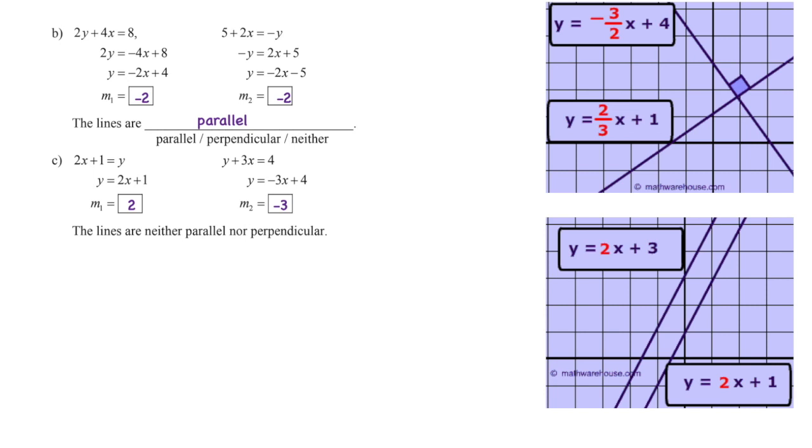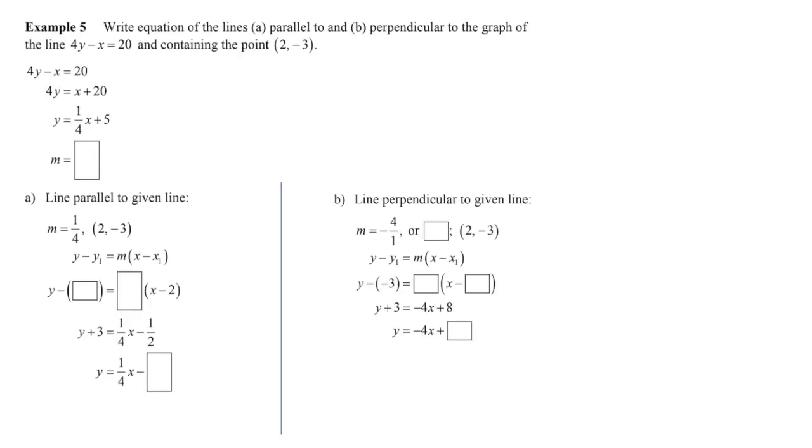If I were to multiply these together, I would get negative 6. They are certainly not opposite reciprocals of one another, and since they also are not the same slope, these are neither parallel nor perpendicular.